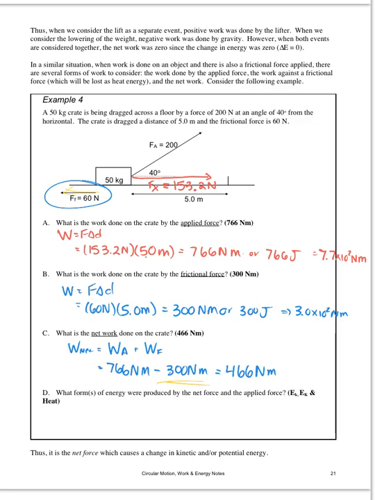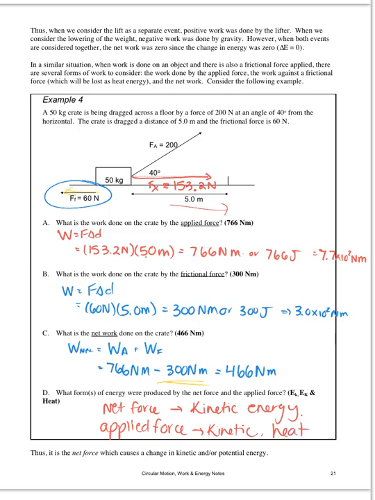What forms of energy were produced by the net force and the applied force? Well, the net force, we ended up having kinetic energy. We were moving. The applied force, as we were applying these forces, we had kinetic in this direction, but we also created heat energy because of the friction in this direction.